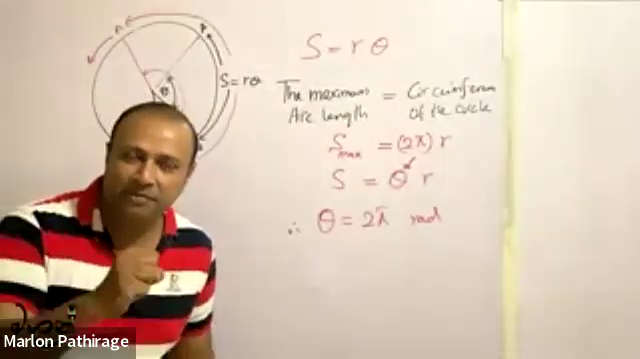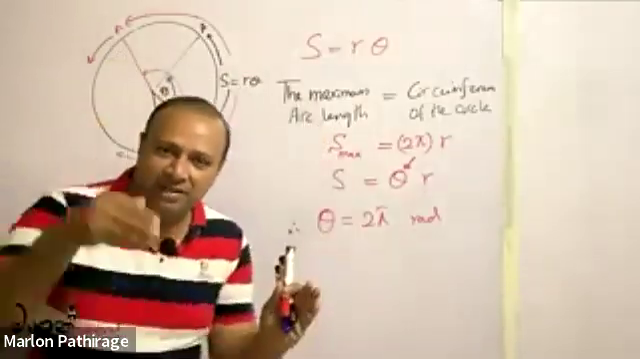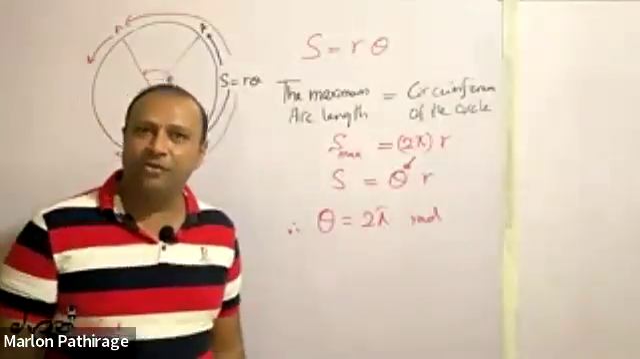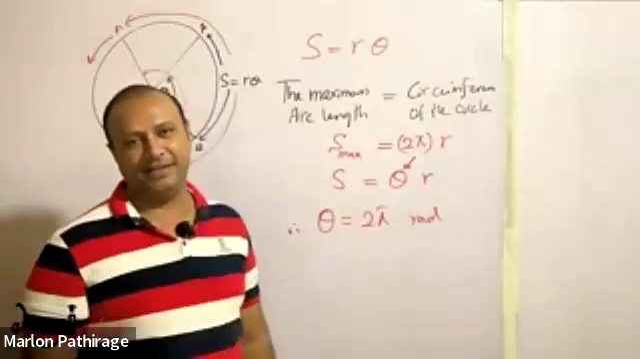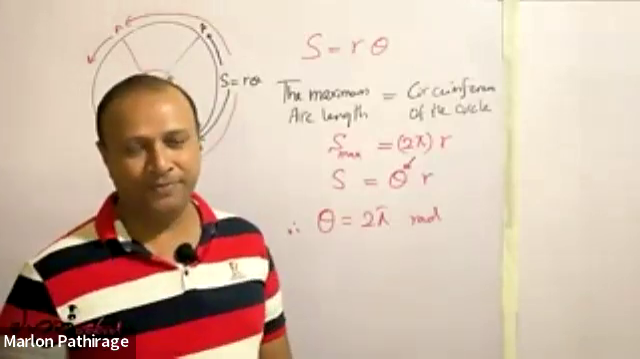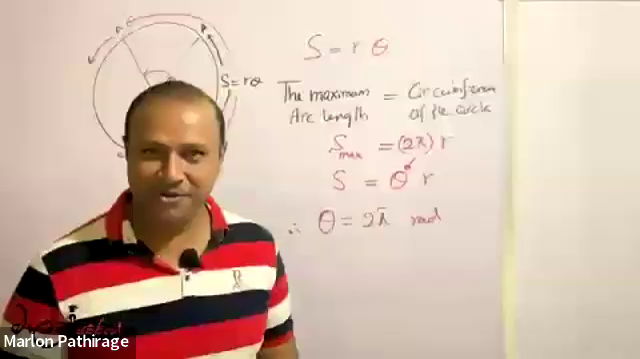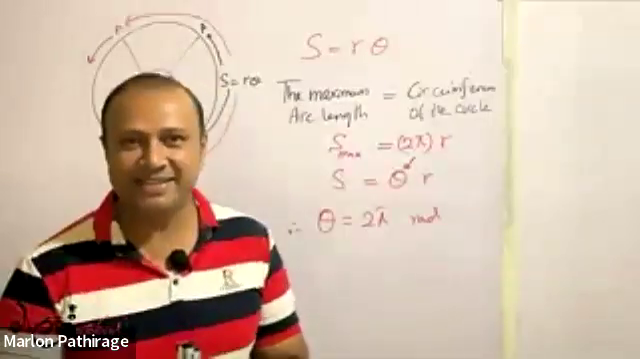Therefore, the subtended angle by a full circle at the center is equal to 2 pi in radian. Is that clear?